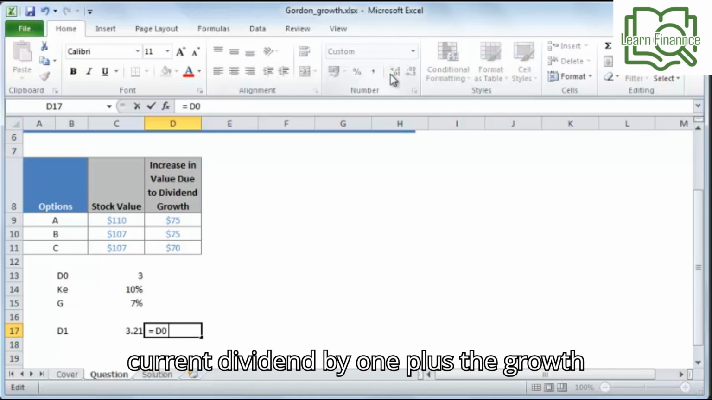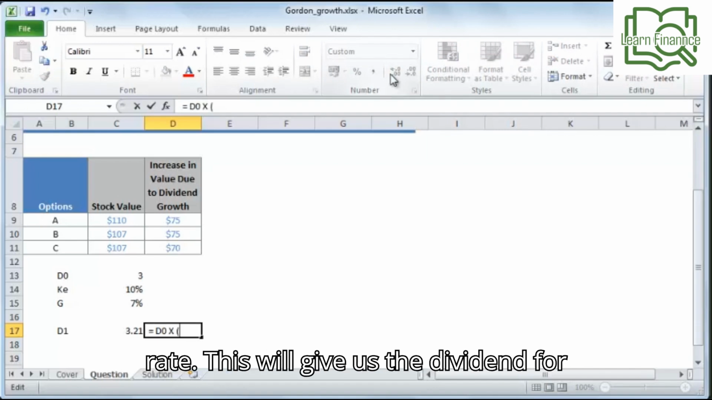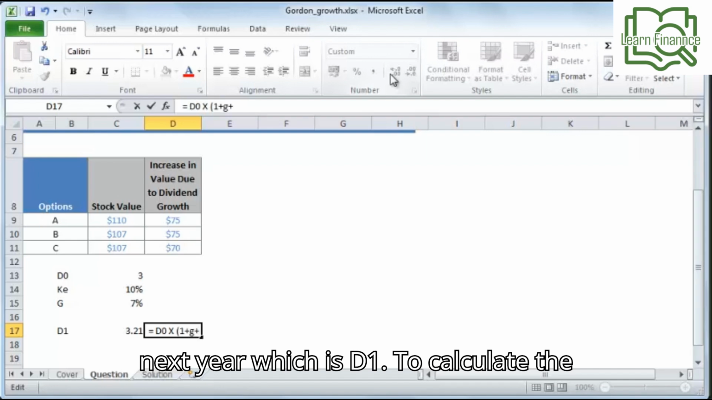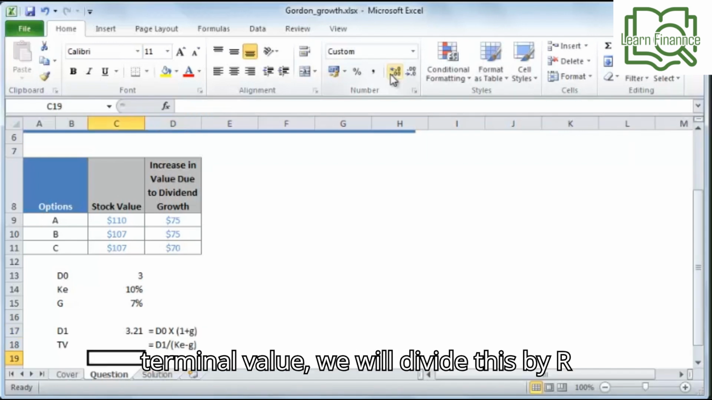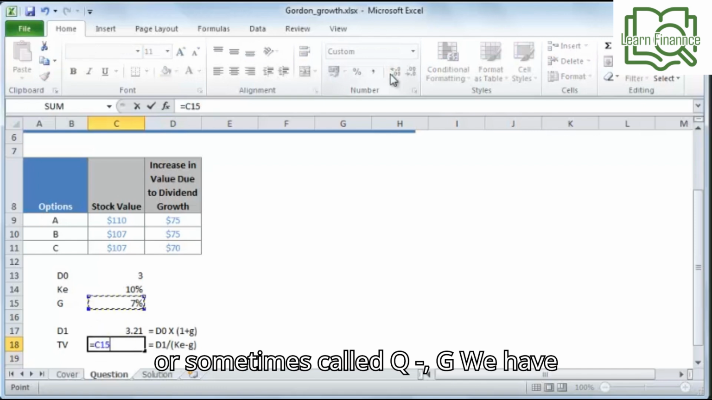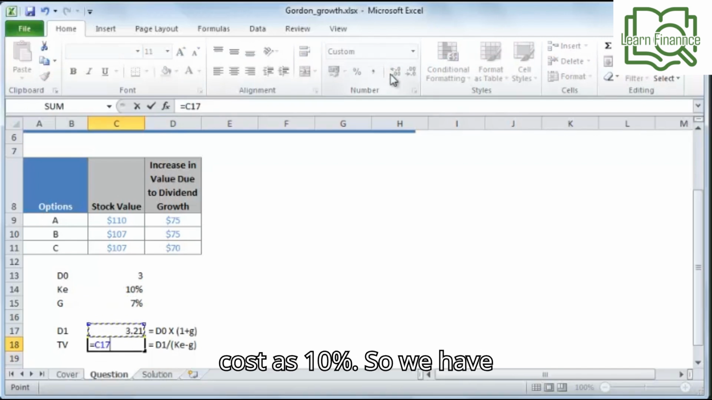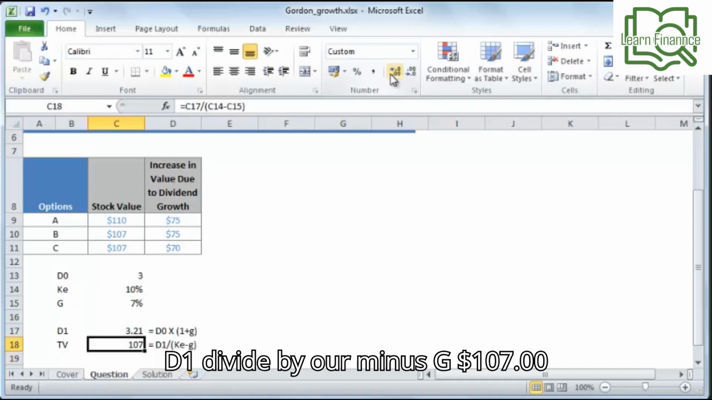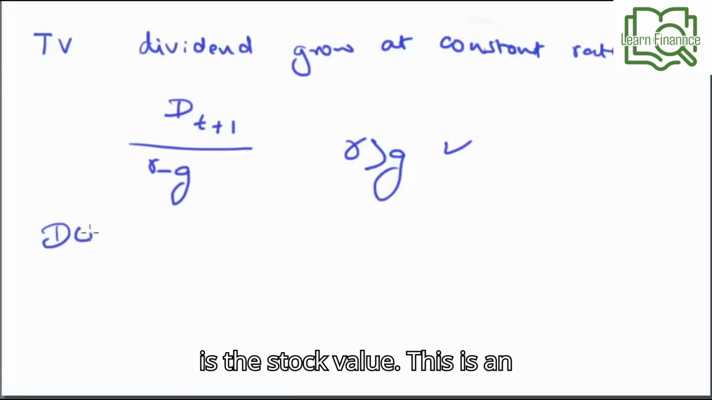So, we'll multiply the current dividend by 1 plus the growth rate. This will give us the dividend for next year, which is D1. To calculate the terminal value, we will divide this by R, or sometimes called Ke, minus G. We have cost as 10%. So, we have D1 divided by R minus G. $107 is the stock value.